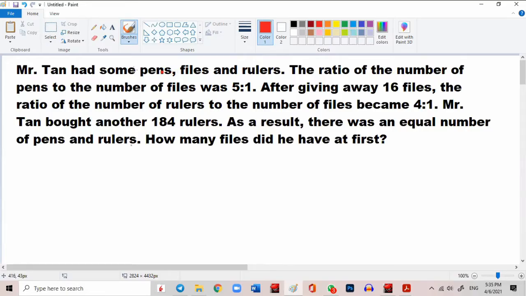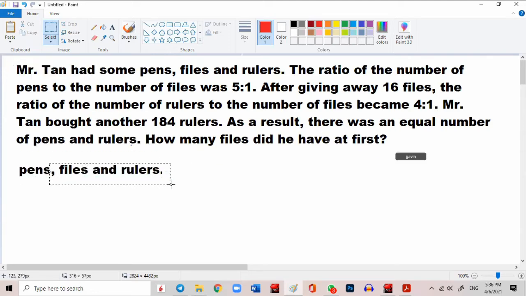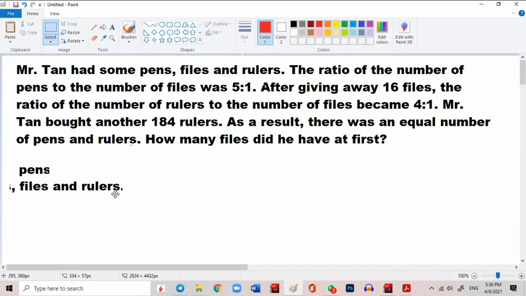All right, here you go. Now this question says Mr. Tan had some pens, files, and rulers. To make it simple, I am going to write pens as P, files as F, and rulers as R.